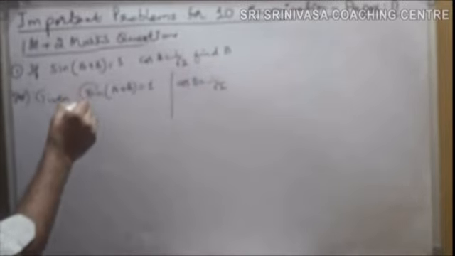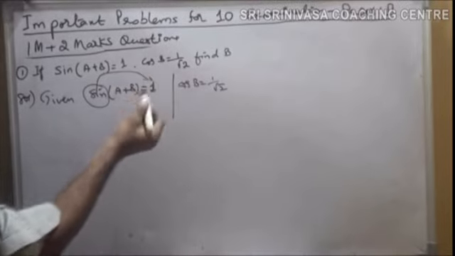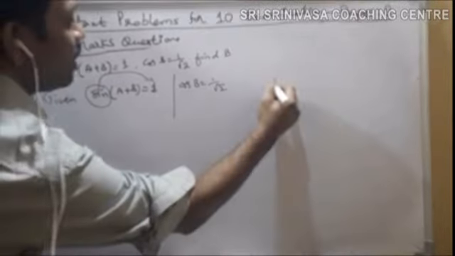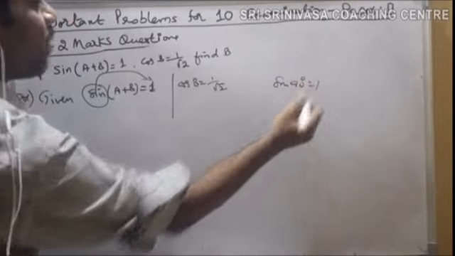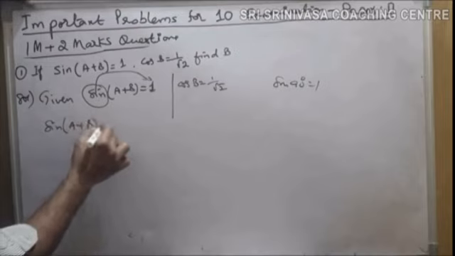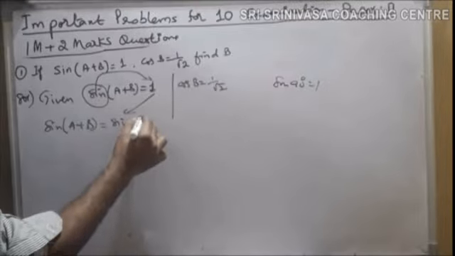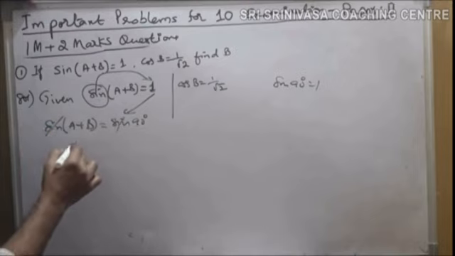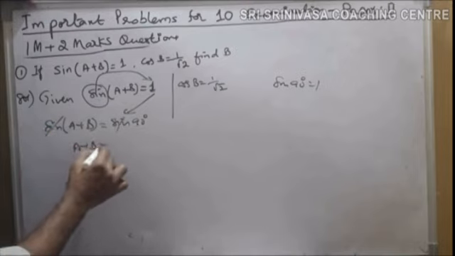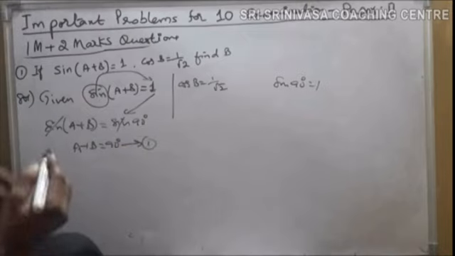Now look at this. Here the trigonometric ratio is sine. So try to express that one in terms of sine. Already we know that sine 90 is 1. Therefore sine of a plus b equal to, the 1 can be written as sine 90 degrees. So sines will get cancelled. So I can say a plus b equal to 90 degrees. Let me take it as 1.